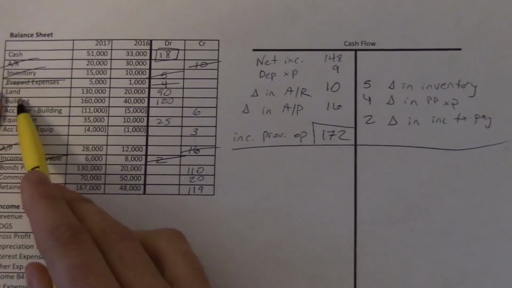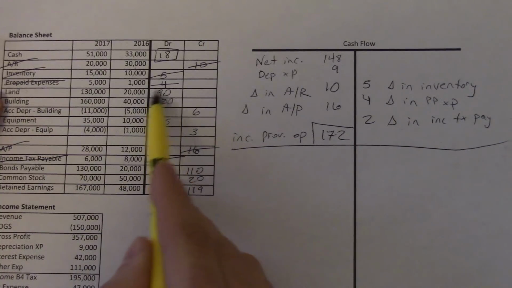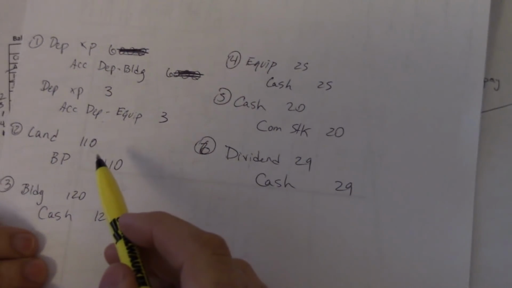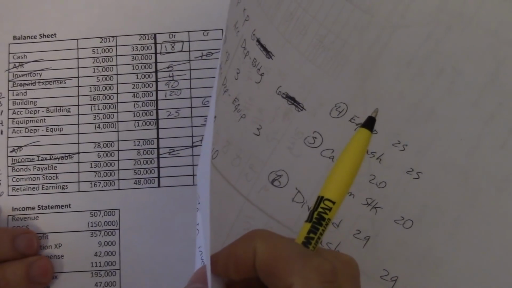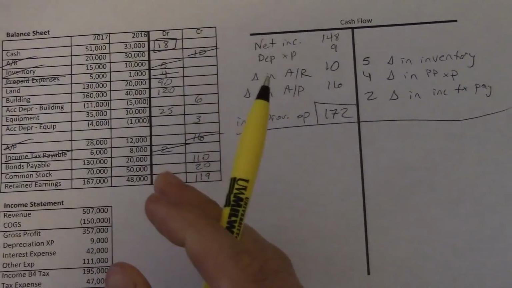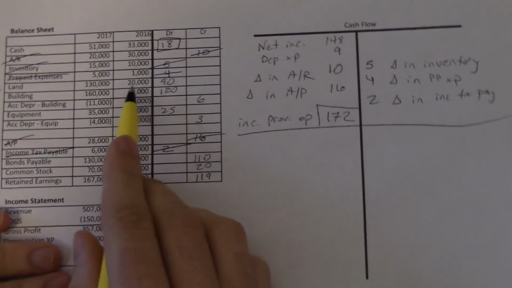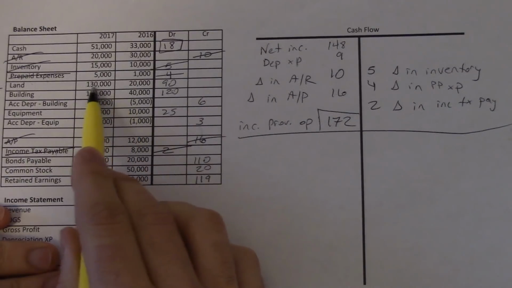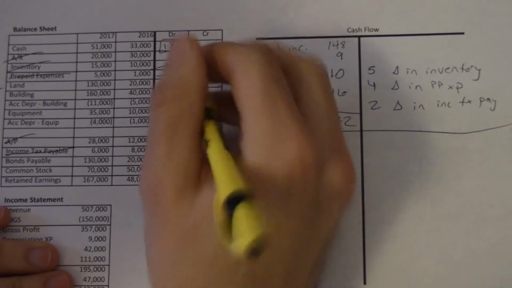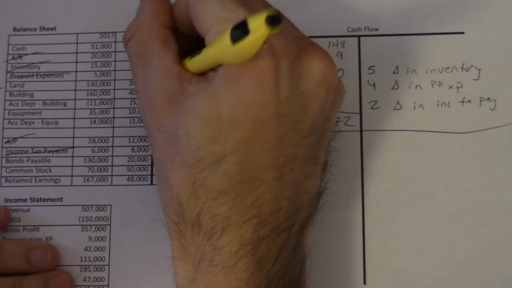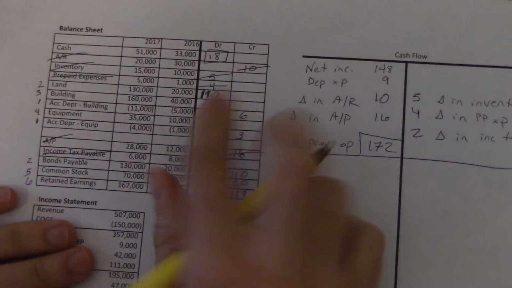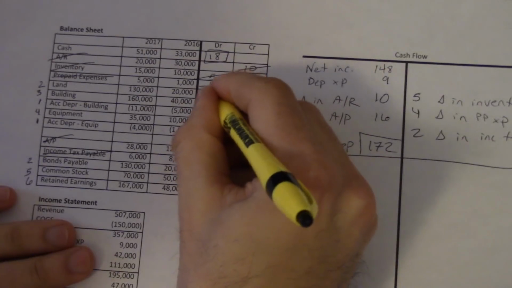But we can try to explain why the land is increasing by 90. And in this case, it's pretty easy. Just kidding. So, looks like I did my math wrong. We started at 20, ended at 130. That should be an increase of 110. Don't know why I thought it was 90. Sorry about that. 110.